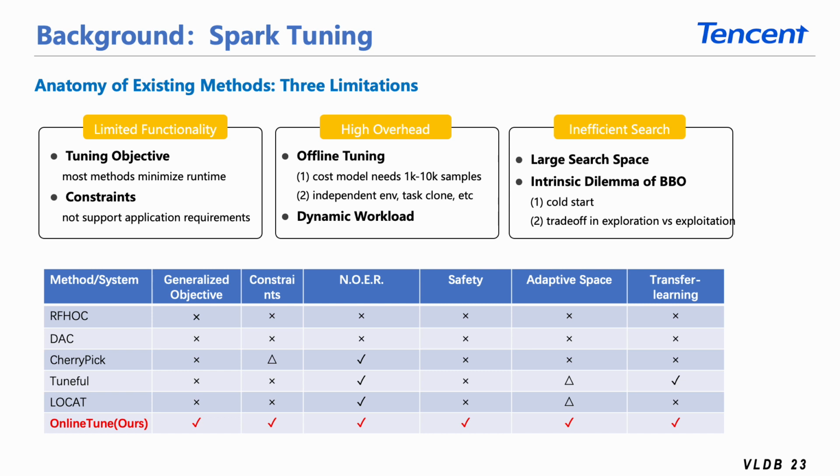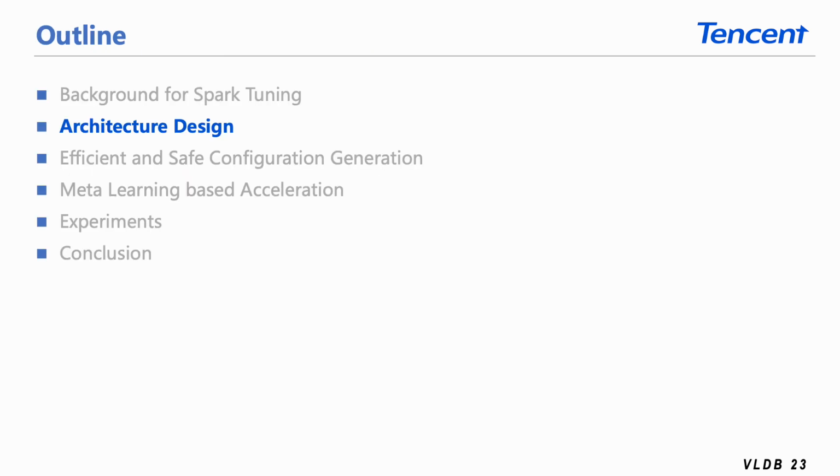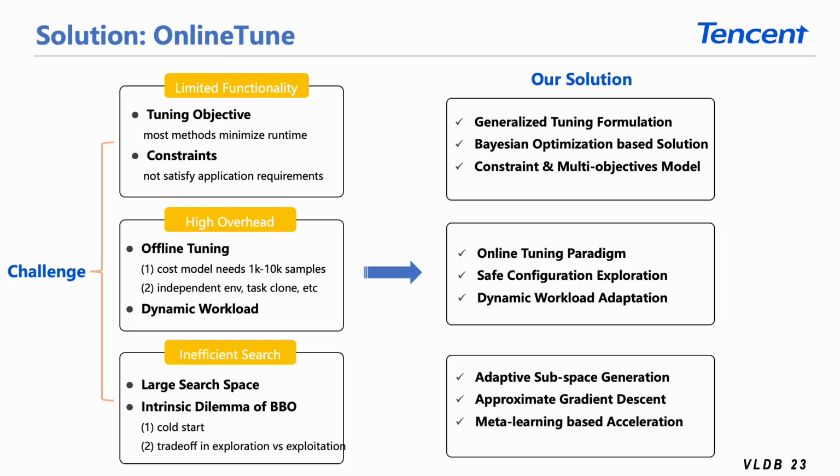To address these issues simultaneously, we present a general online tuning framework named OnlineTune, which can efficiently find the near optimal configurations that minimize the objectives under different scenarios and satisfy application requirements. Next, we introduce the architecture of OnlineTune. To deal with limited functionality, we first introduce a generalized formulation about the tuning problem, which supports various goals and multiple performance constraints conveniently. To solve it, we develop a robust Bayesian optimization-based method.